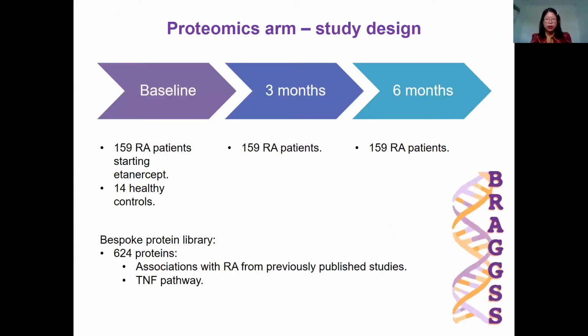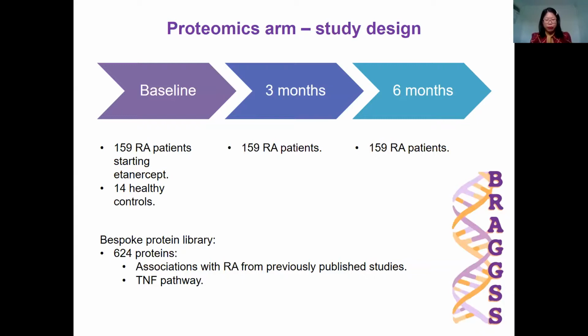So the study design of my proteomics arm includes serum samples from 159 patients with rheumatoid arthritis at baseline, 3 months and 6 months. And these are patients recruited to BRAGS, which is a genetics and genomics study of rheumatoid arthritis patients. I also have 14 healthy controls at baseline.